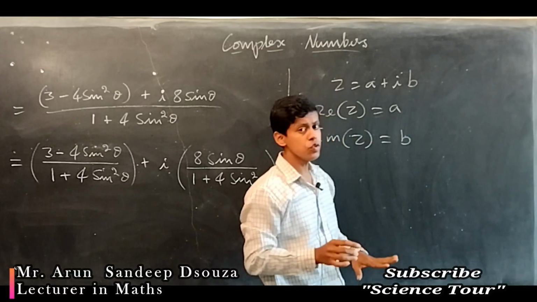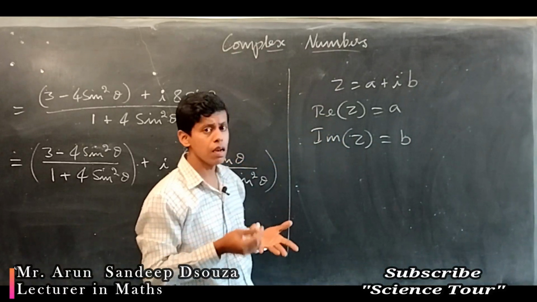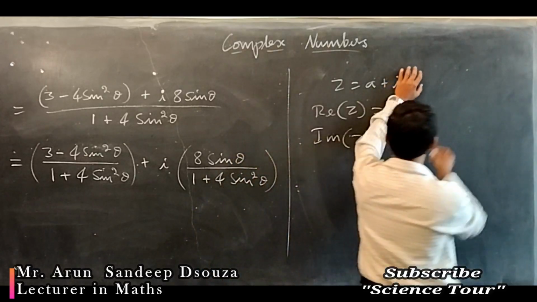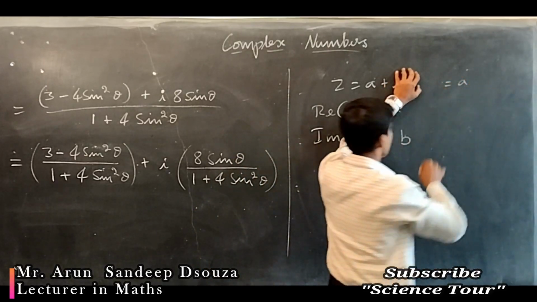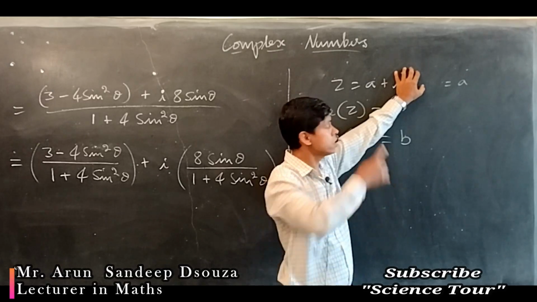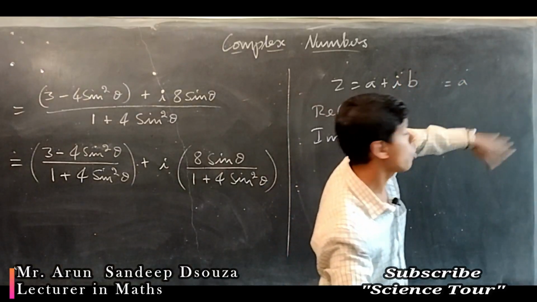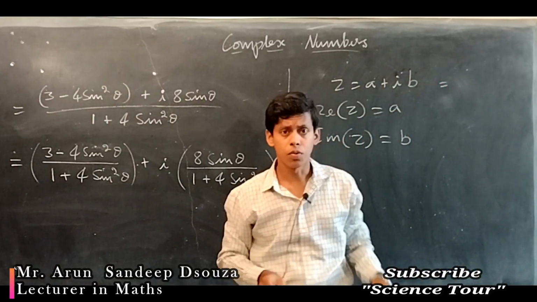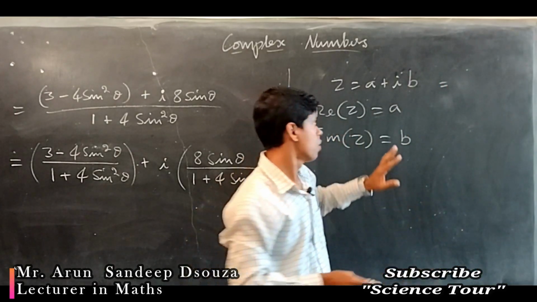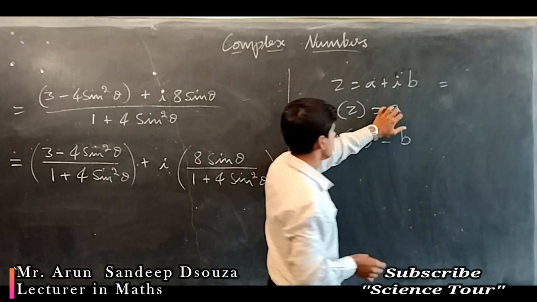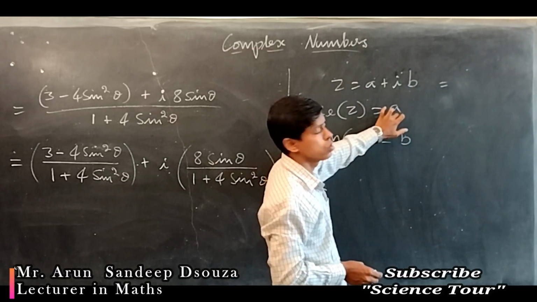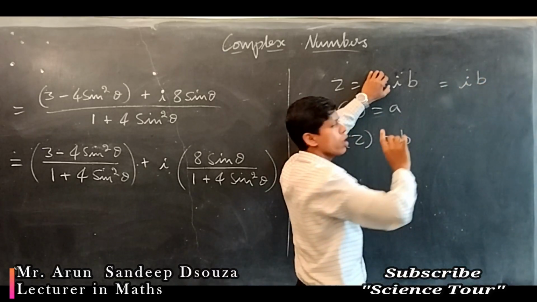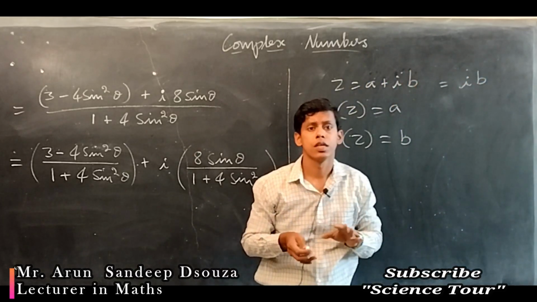Okay, so if you need a purely real, then imaginary part must be zero, correct? So if the imaginary part is zero, this will be only a. So that means it is a real number. If you need purely imaginary, then there should be no real part. So when will it be purely imaginary? If the real part is zero. So if the real part is zero, it will be i into b. So that is purely imaginary, there is no real part, right?